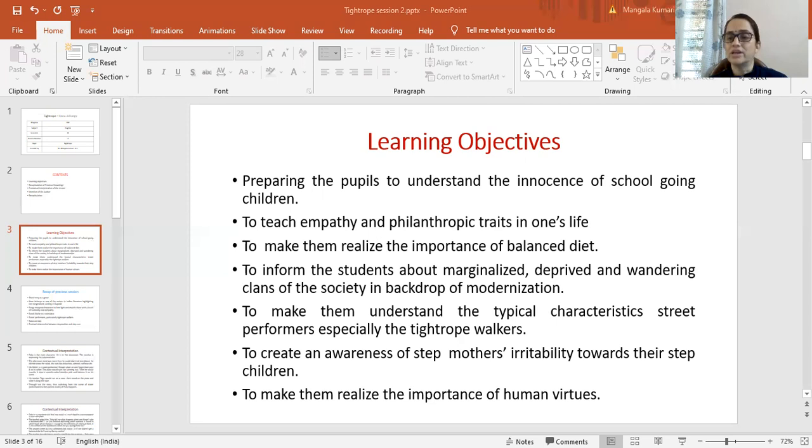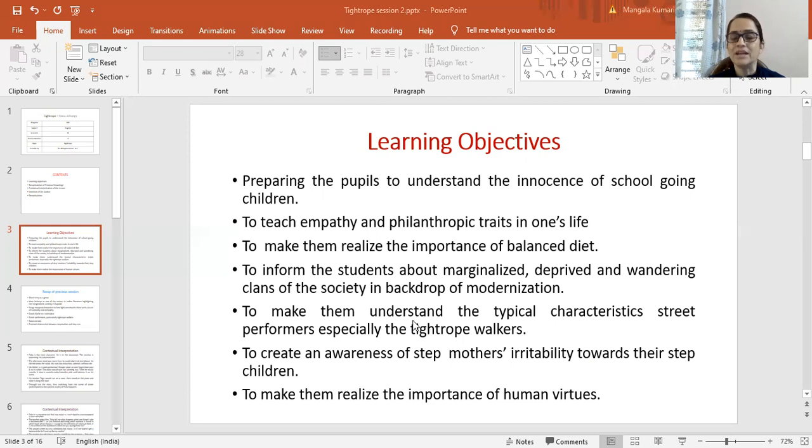Now let us go to the contextual interpretation of the story Tightrope. Let us see the story in detail. At the end of this video, students, you are going to understand the innocence of school-going children. It teaches you empathy and philanthropic traits in one's life, and it also makes you realize the importance of a balanced diet. Normally nowadays college students forget about food and health. It is not a good trait. You should be aware of a balanced diet that keeps you healthy and wholesome.